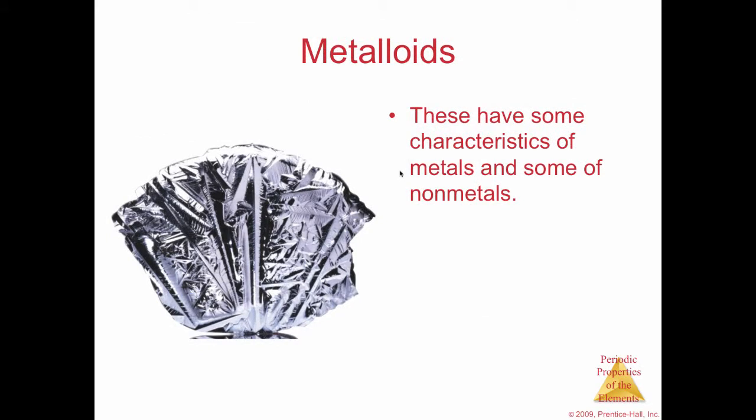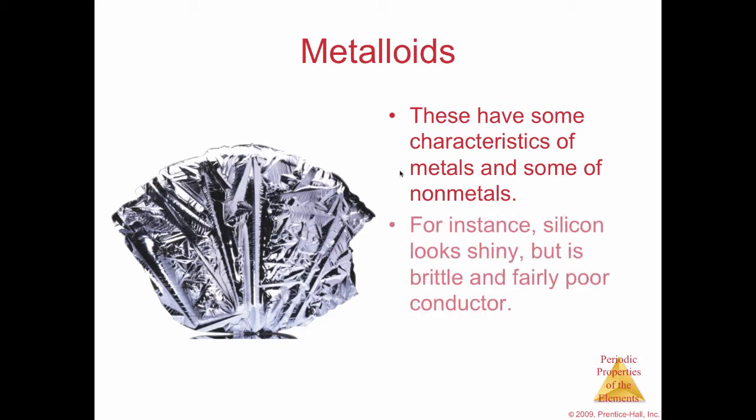Metalloids. These have some characteristics of metals and some of nonmetals. For instance, silicon looks shiny but is brittle and a fairly poor conductor.